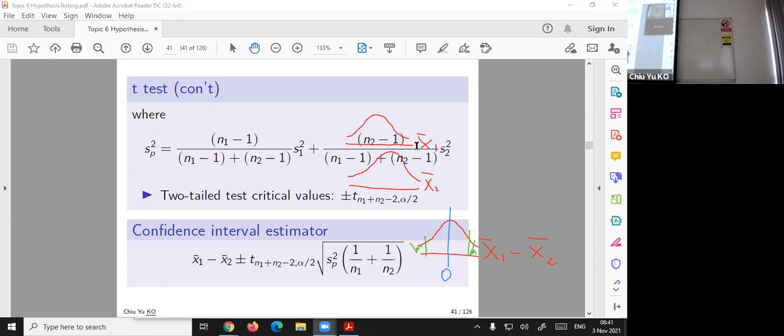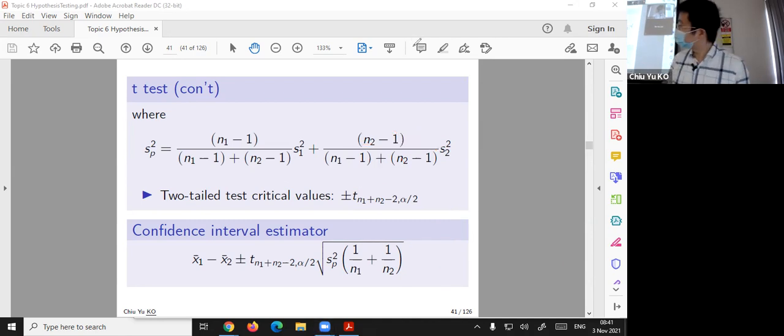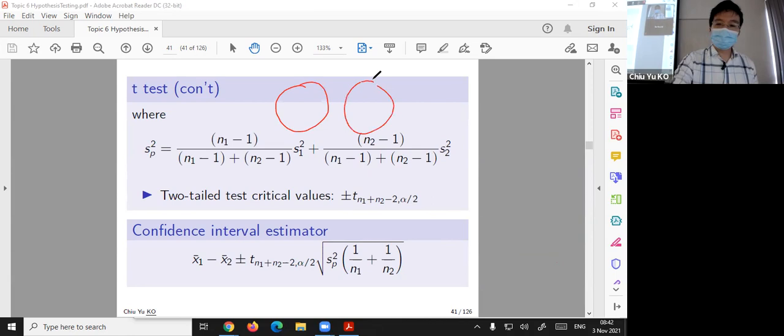Maybe I'll go slowly through this formula. So what is this formula? The idea behind it is the following. Remember, you sample from population 1 and population 2. For population 1 and 2 we have mu1 and mu2; they may have the same mean or different means. This is something we want to see. But what you are assuming now is that they have the same sigma square.